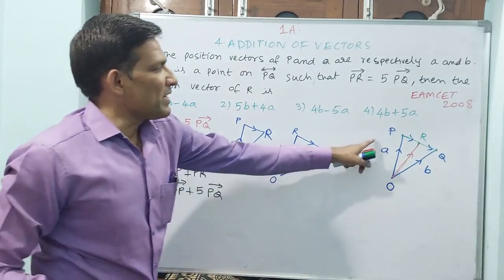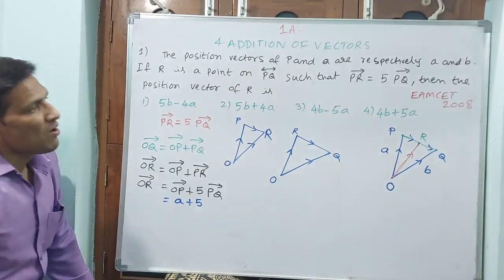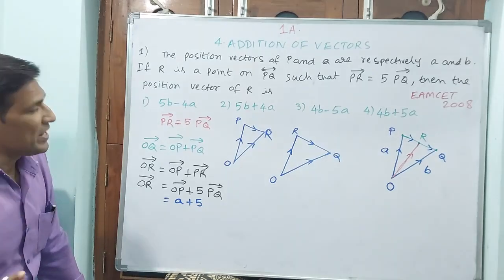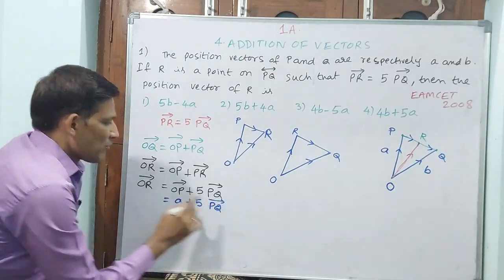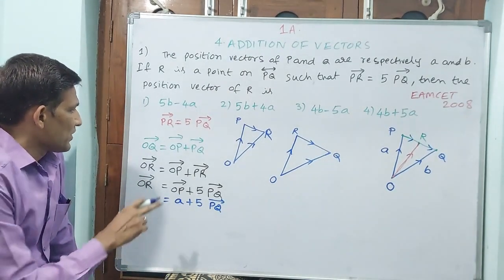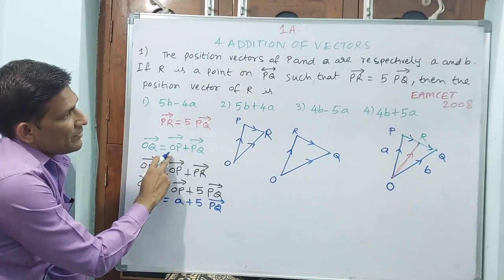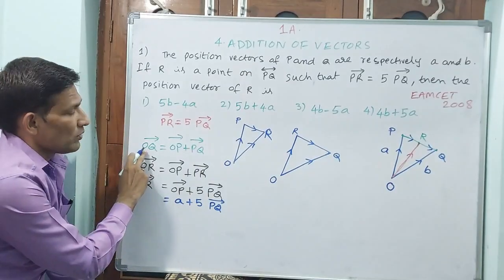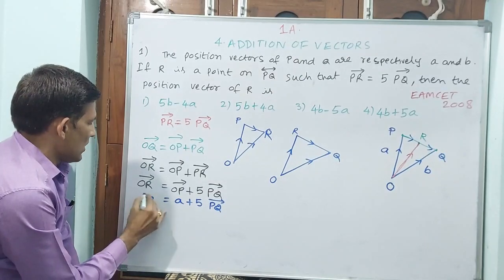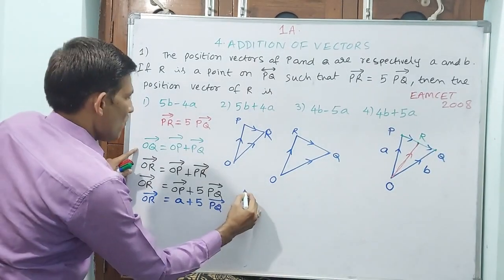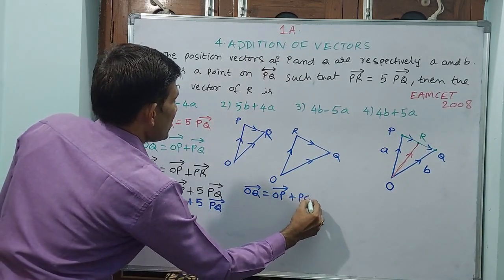Now go back again. What is OP? OP is A, plus 5 times PQ. We don't know PQ, so you write only PQ up to here. But OQ you can write. Why? Because OP is A, PQ we don't know, but OQ you know. This formula I am writing again. OQ is equal to OP plus PQ.